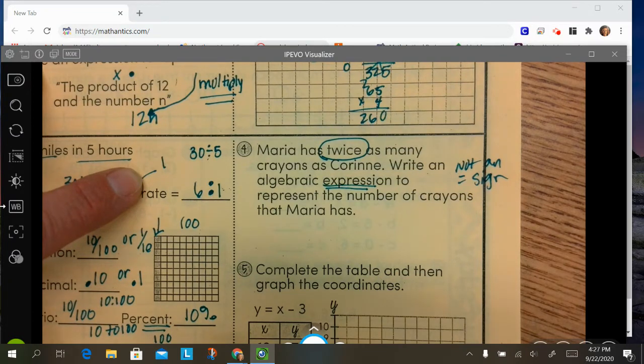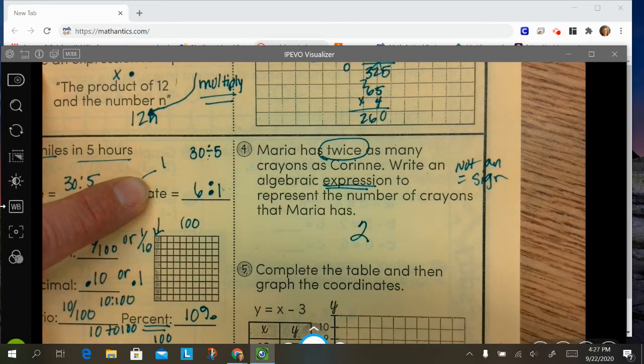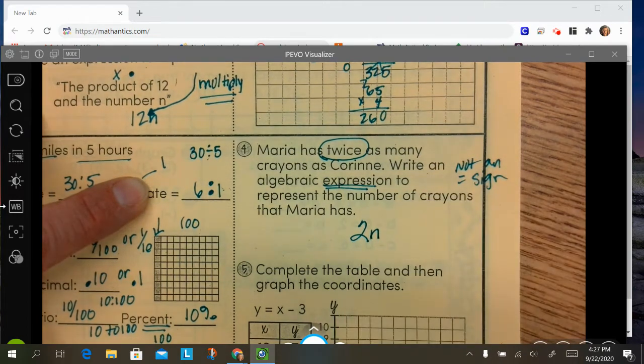So when you think of the word twice, you think of 2, right? Twice as many shoes, twice as many clothes, twice as 2. And we don't know how many Corinne has. Maria has twice as many crayons as Corinne. Write an algebraic expression to represent the number of crayons that Maria has. She has twice as many, 2n.